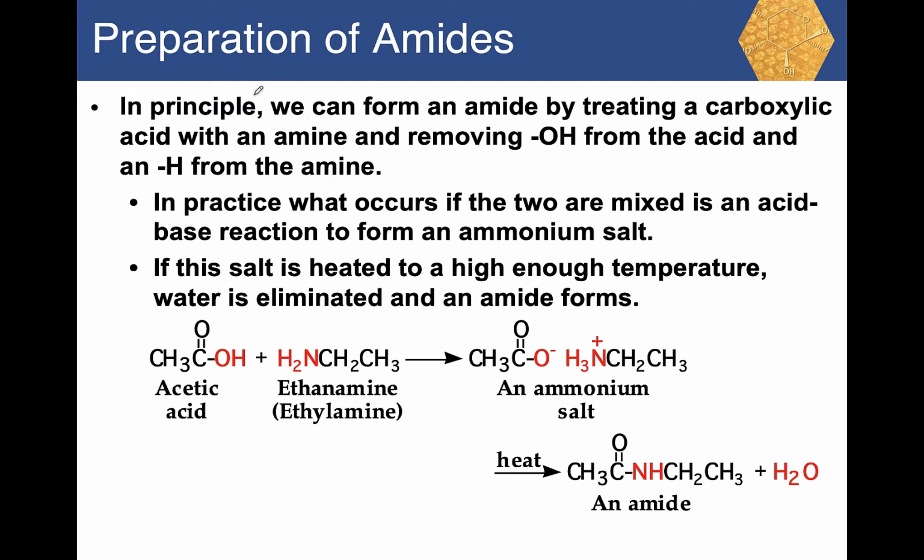Let us look at how we prepare amides, the synthesis. Again, we have discussed this before, but if you have a carboxylic acid, in this case acetic acid, reacted with an amine or ammonia in the presence of heat, this forms first, and then with heat, what we have is the amide.